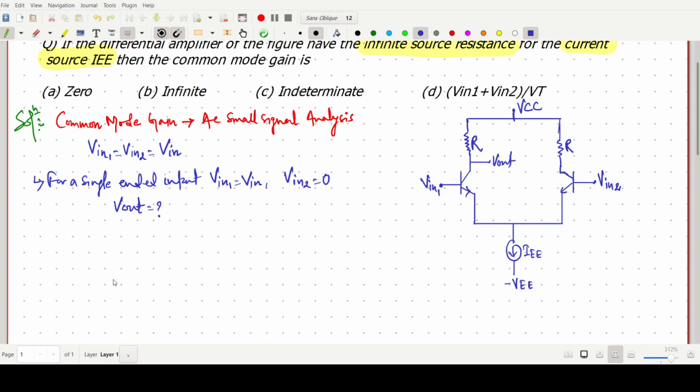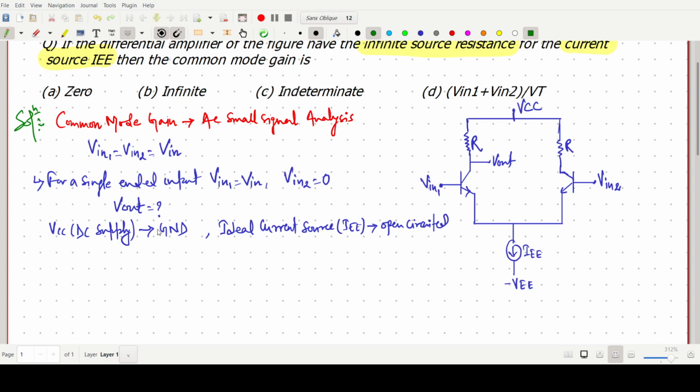So next, for the AC small signal model, as we know, we have to replace the DC sources, the DC supply VCC, with ground. And the ideal current source, that is our IEE, will be open circuited. These are the two basic things.